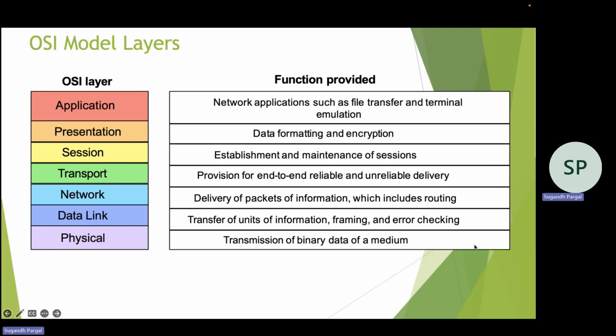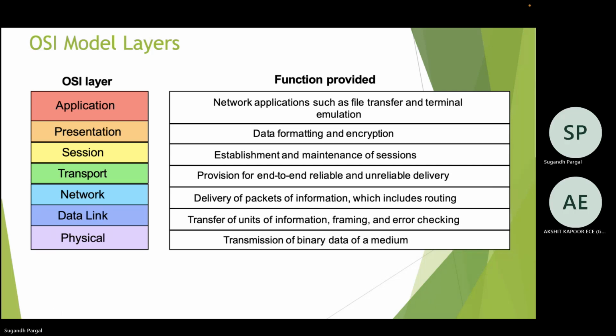Like in a network, if we want to send the packet from one node to another, at that time we take the data link layer into consideration. It helps with the transfer of units of information, it helps with framing of the packets, and it also helps with error checking.